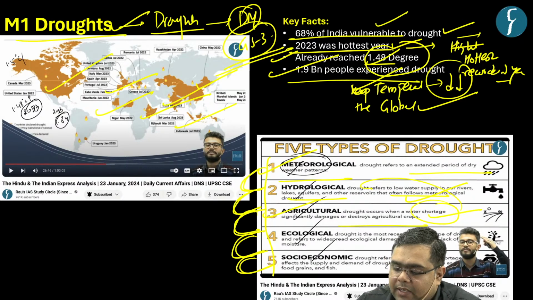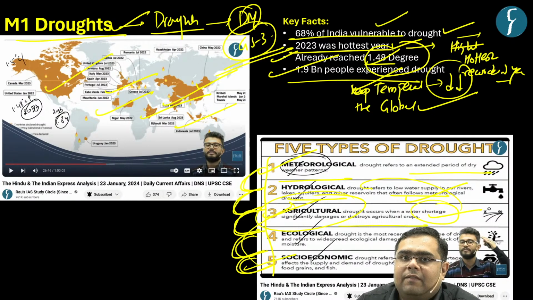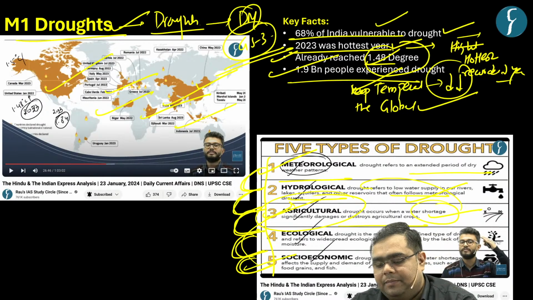And lastly, drought affects us as it is a socio-economic concept. Because if drought happens, what will happen? It will lead to agricultural failure, and agricultural failure will ultimately lead to farmer and farm stress, and ultimately it could lead to farmer suicides in India, right?